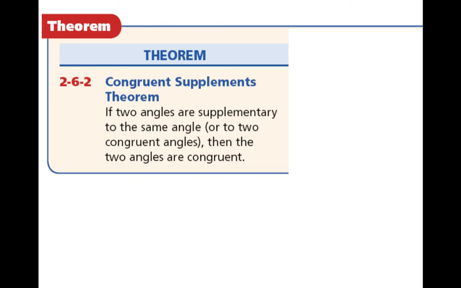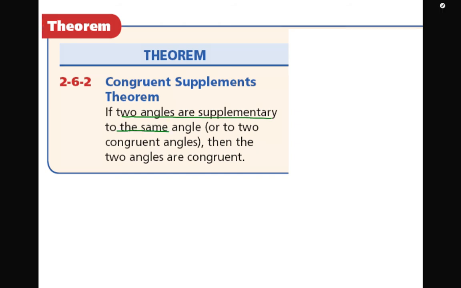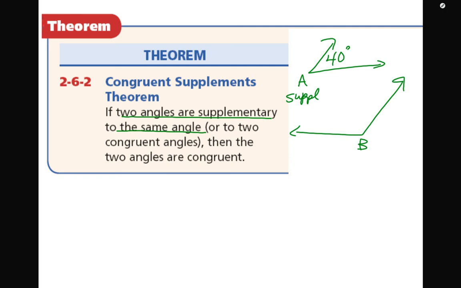Okay, let's just do the first part of it. If two angles are supplementary to the same angle. So I think I'm going to just make a picture. Here's an angle. Let's say that angle is 40 degrees. Okay, so angle A, we're going to say is a supplement to angle B. So if that's a supplement, how many degrees would angle B have to be?